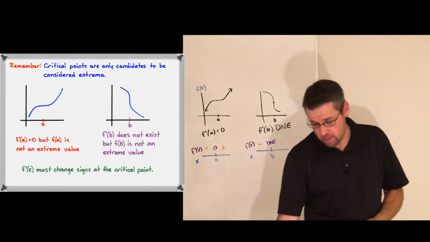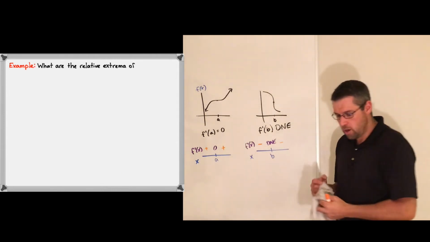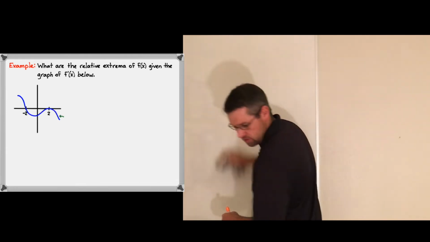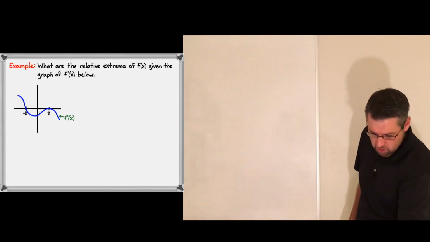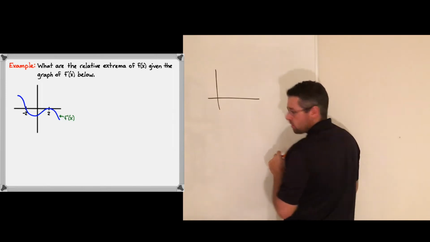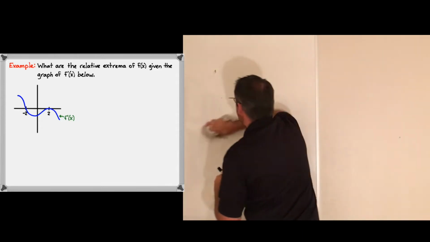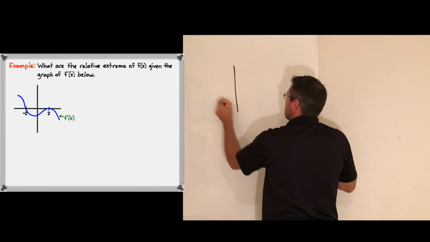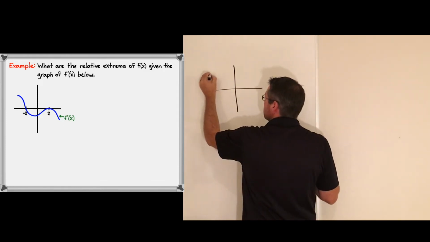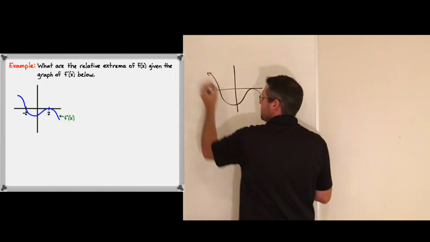So let's go ahead and look at the next slide. Look at this example. What are the relative extrema of this graph? I'm going to put this graph up here, and I'm going to see if I can do a good job of this, because this is kind of an important one. So it dips down, it comes back up, it comes down, something along this line.